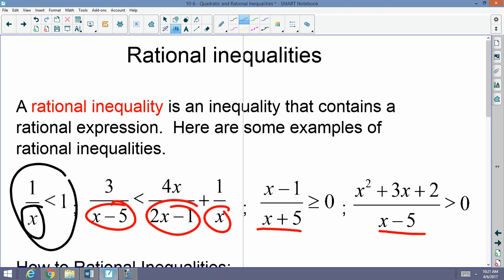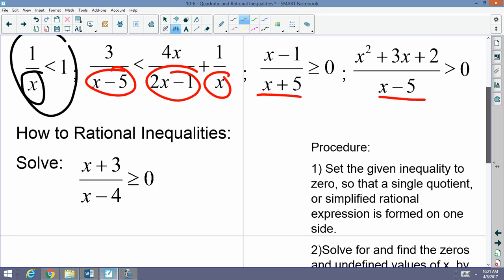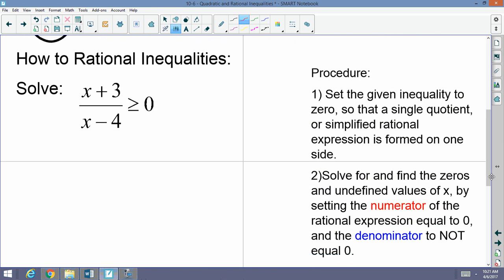So how do you solve rational inequalities? Good news, you're not going to have to graph it. We're going to do this algebraically as well. We learned how to do it, but when solving a quadratic inequality, graphing it is not the most efficient way, and you have that whole shading issue. So the same thing happens here.